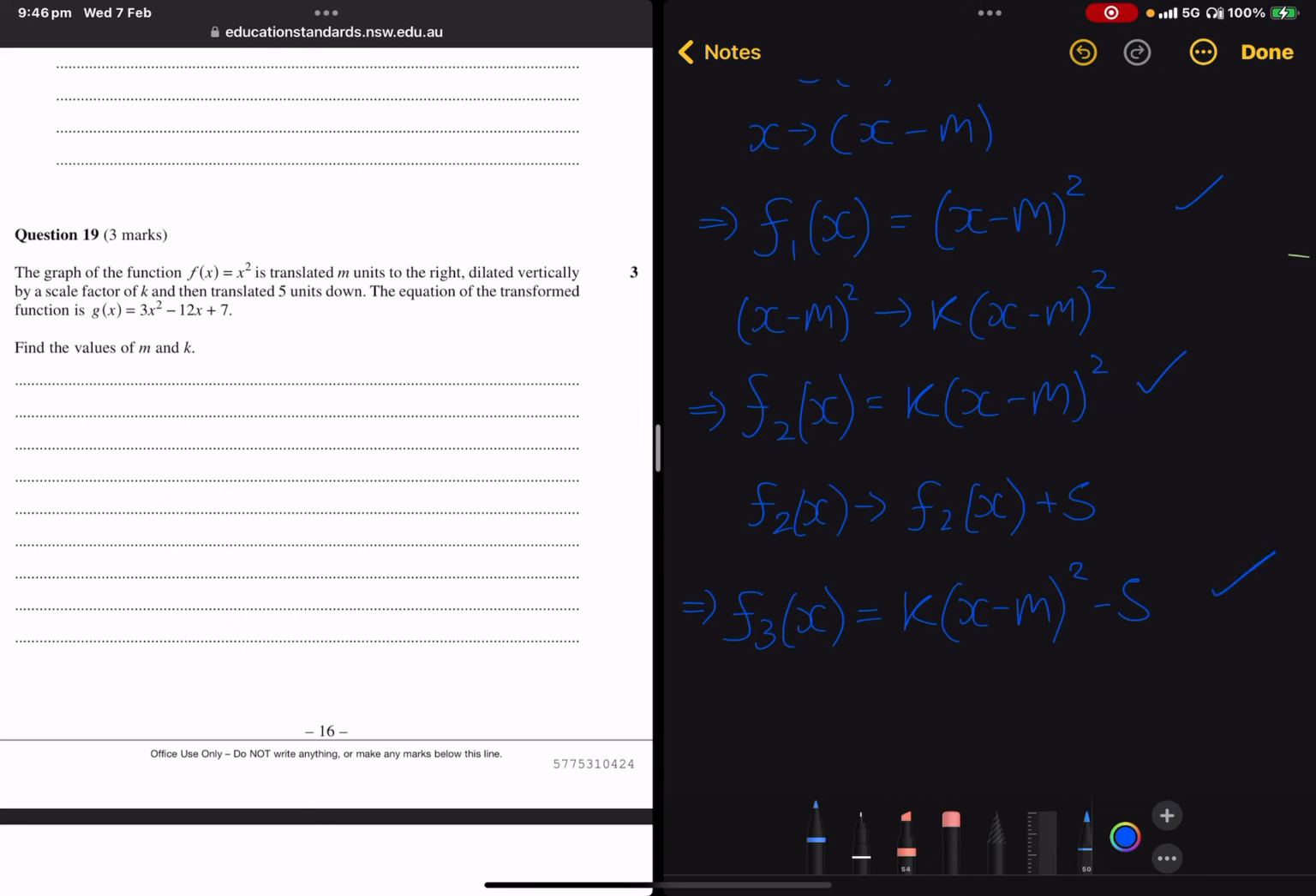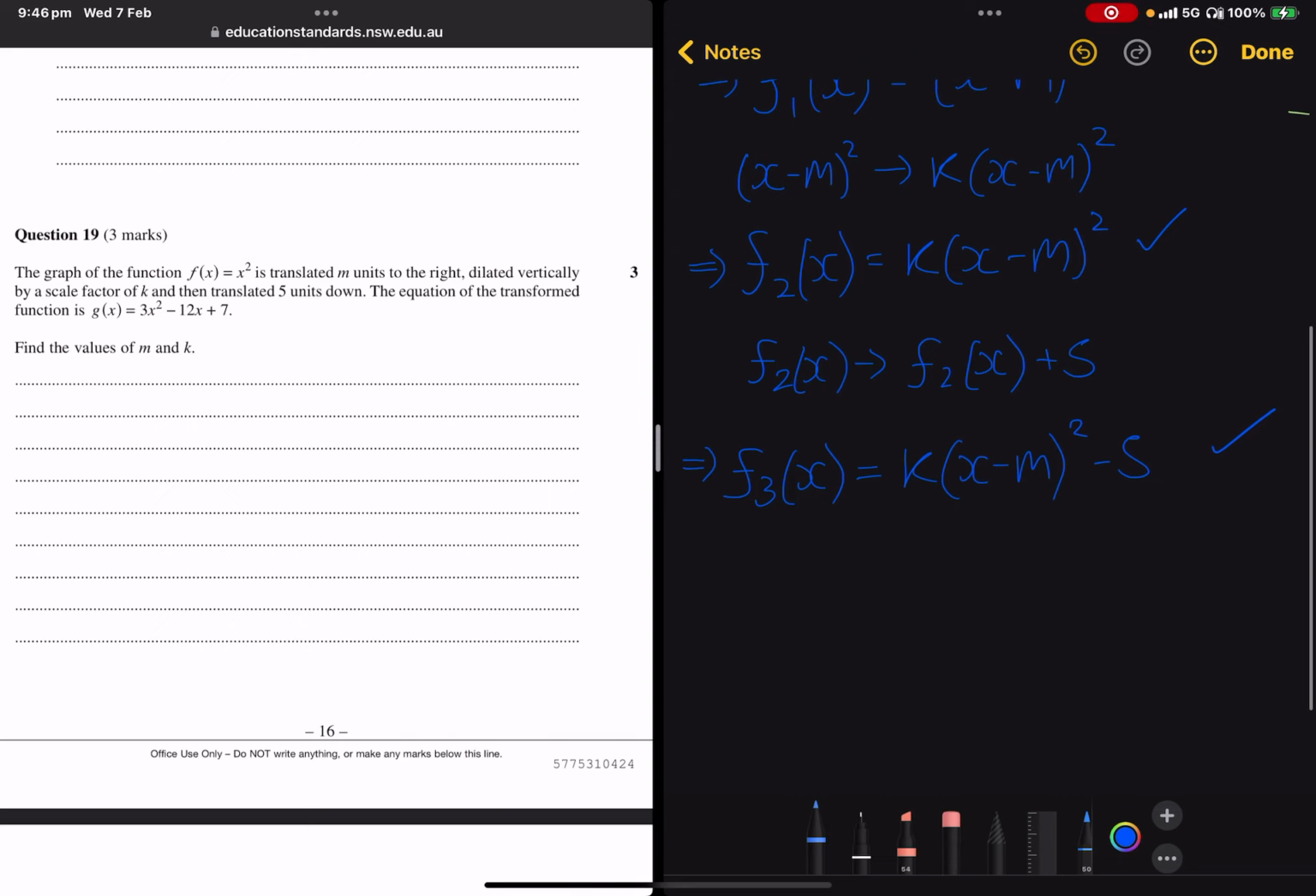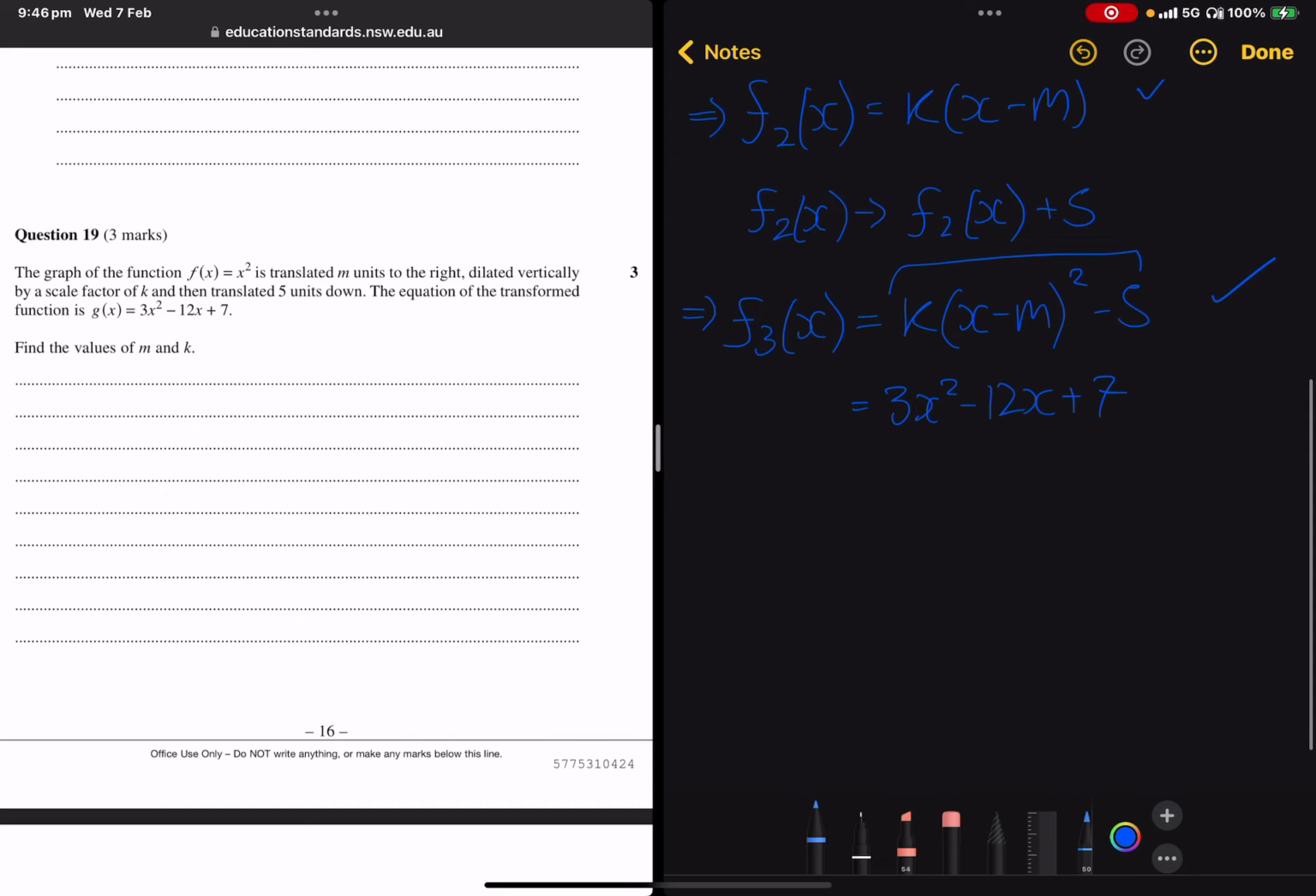This is the function in this particular factored form, which has the 3 transformations applied to it. And we're told that this is equal to 3x squared minus 12x plus 7. So now we just need to equate coefficients. We're going to expand everything here and equate the coefficients. This will tell us what the values for k and m are.